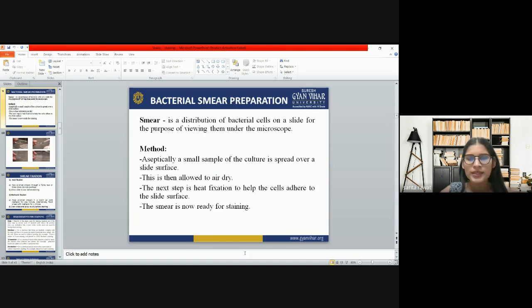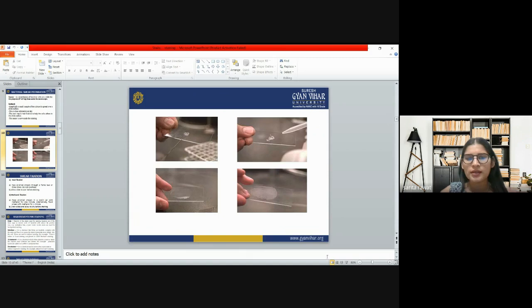The next step is heat fixation to help the cells adhere to the slide surface. Then the smear is ready for staining. So this is the method of preparing a smear. You can see in this picture, first we are putting our sample on the slide, then we are spreading it, then we are air drying it, and this is our final smear.